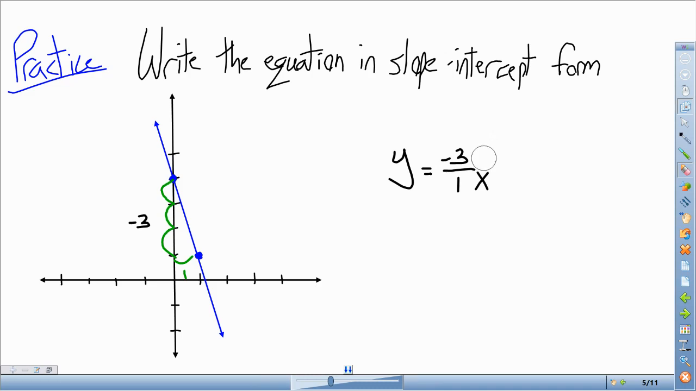All right, last thing is, what is the actual y-intercept? Where does this cross the y-axis? It looks like it's up here at +4, so +4. And there is the equation of this line.